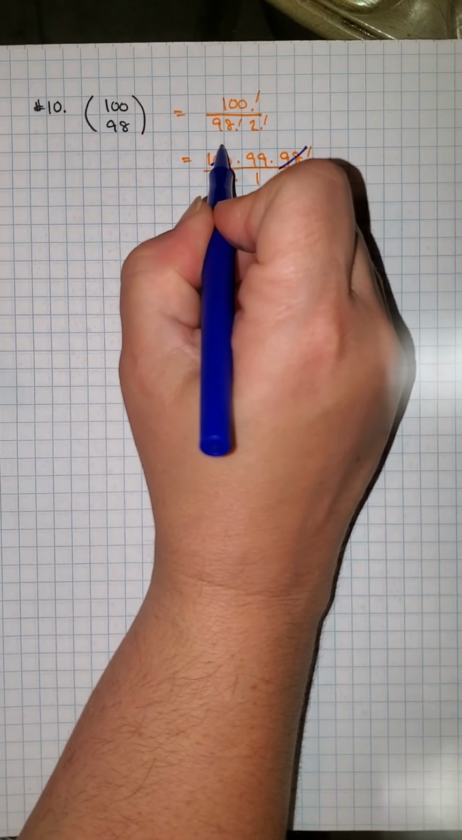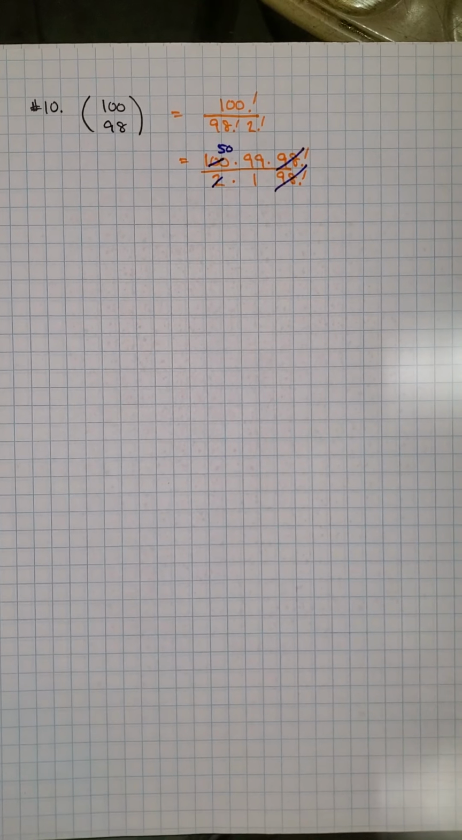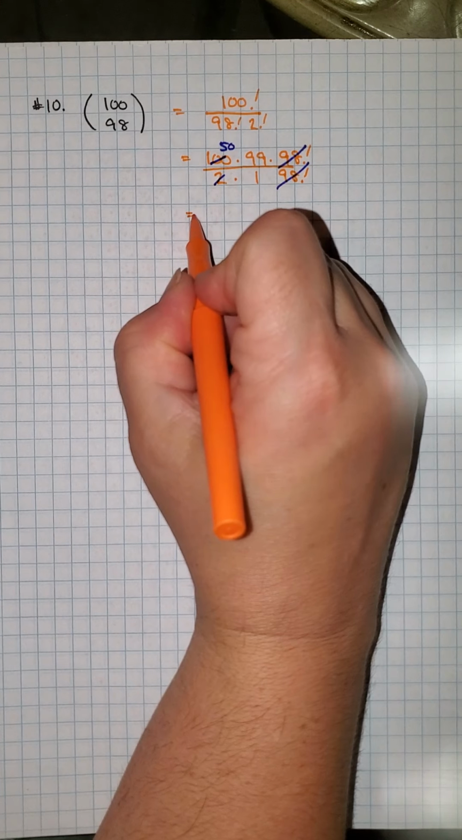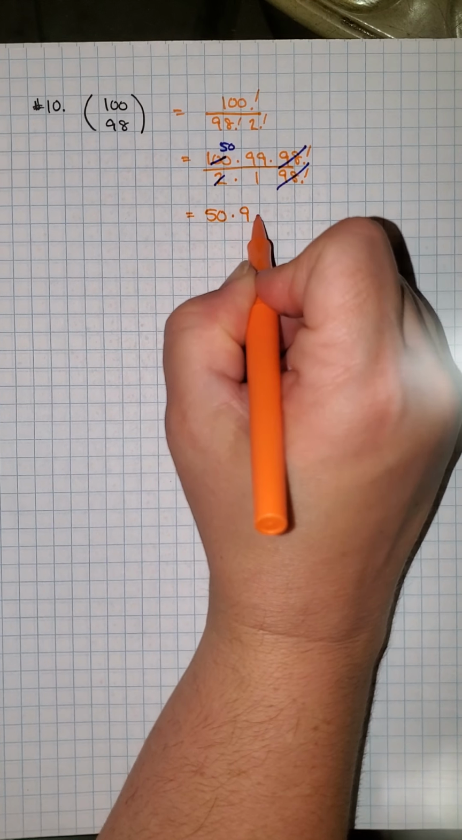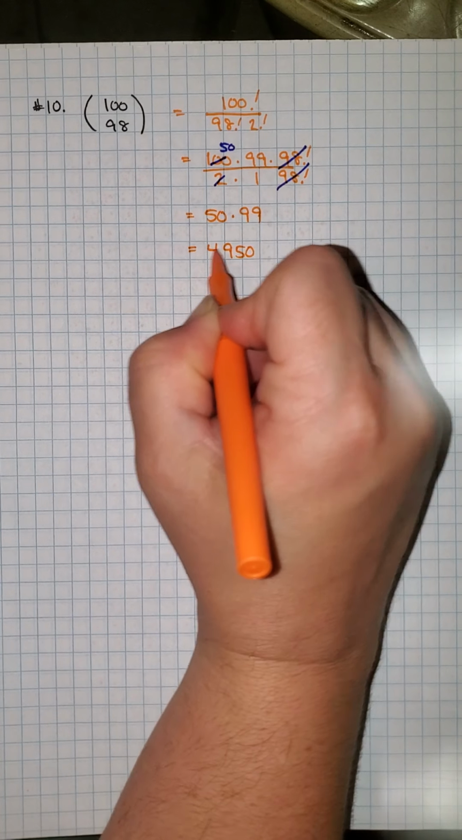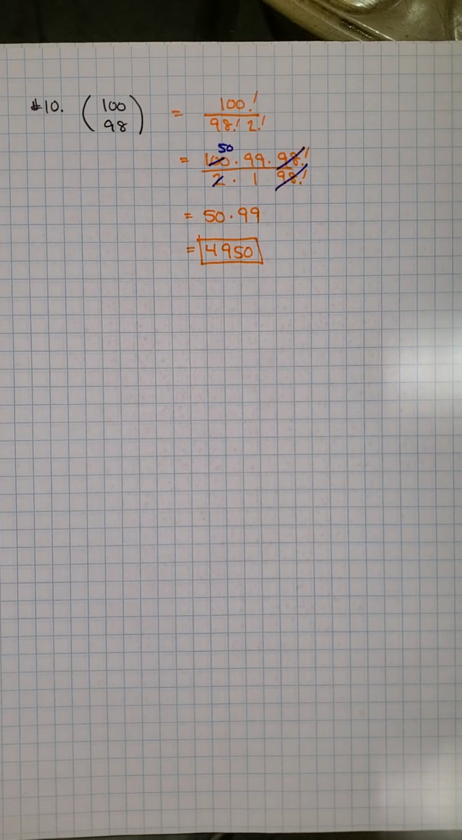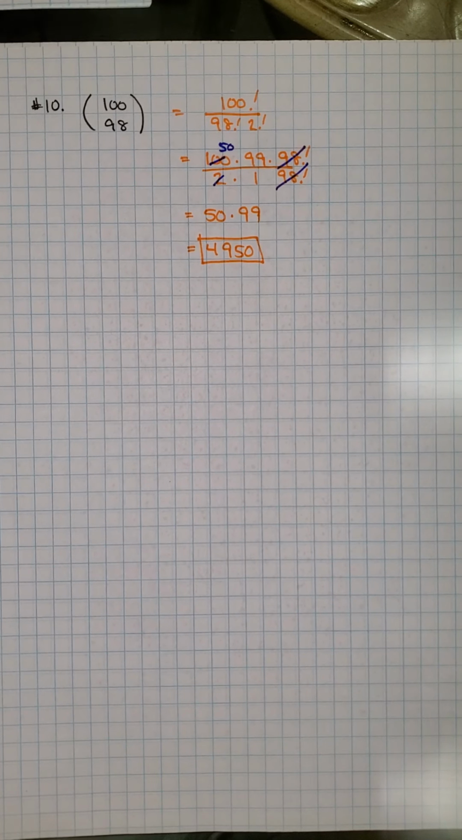And 2 goes in 100 fifty times. So really the only thing you're doing on this one is 50 times 99, which is 4,950. So just kind of a shortcut if you are doing it by hand. This is kind of one of those topics. You're going to have to make it your own. Like what works best for you.